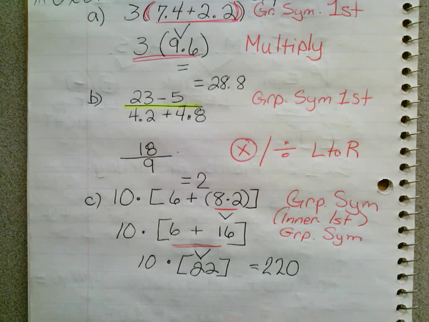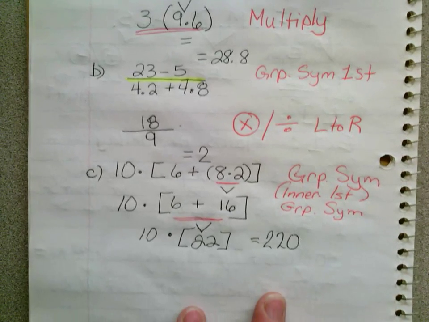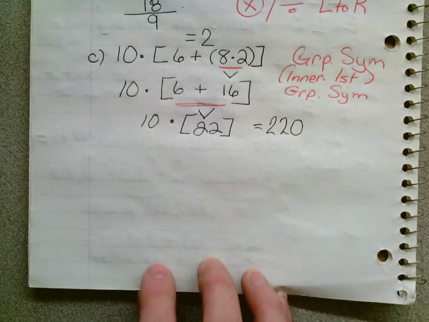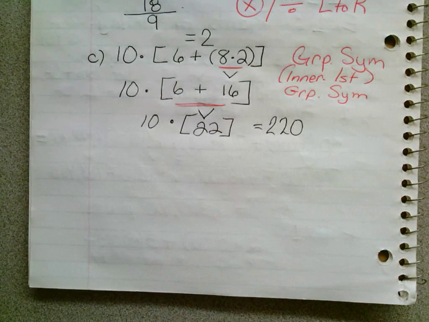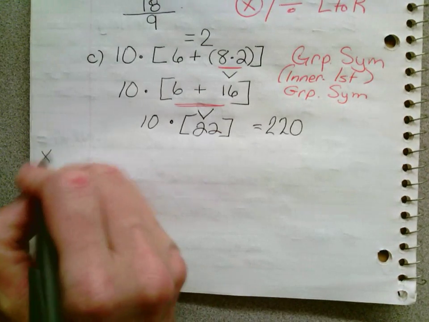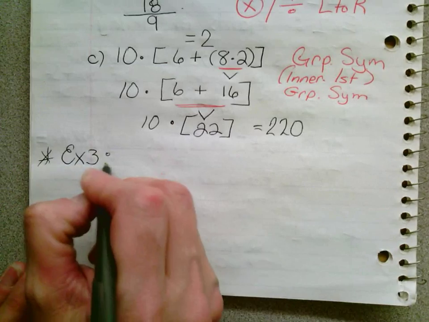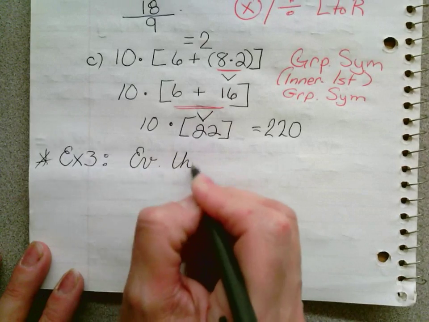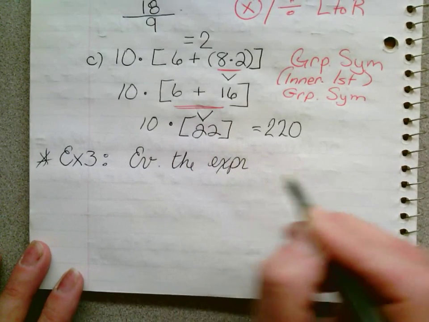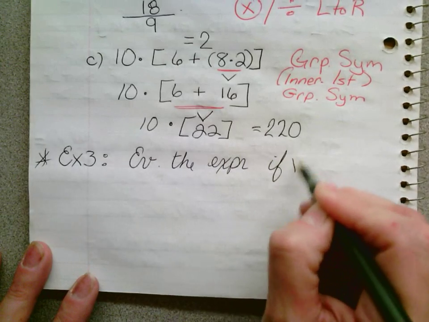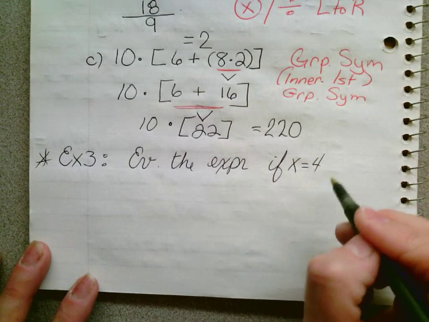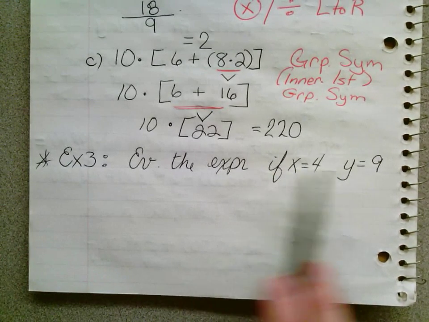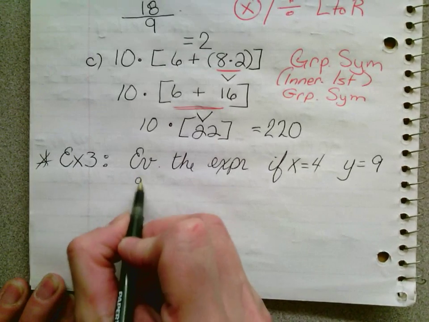Almost done. Example 3. I'm going to just scooch this up a little bit. If you did not get everything copied, either get my notes later, get them from a classmate, or rewatch the YouTube video at your leisure tonight. Here's example 3. My examples. Example 3 says this. Evaluate the expression if x is 4 and y is 9. So depending upon what they give you, you're going to plug in this information. Okay, here's letter A.